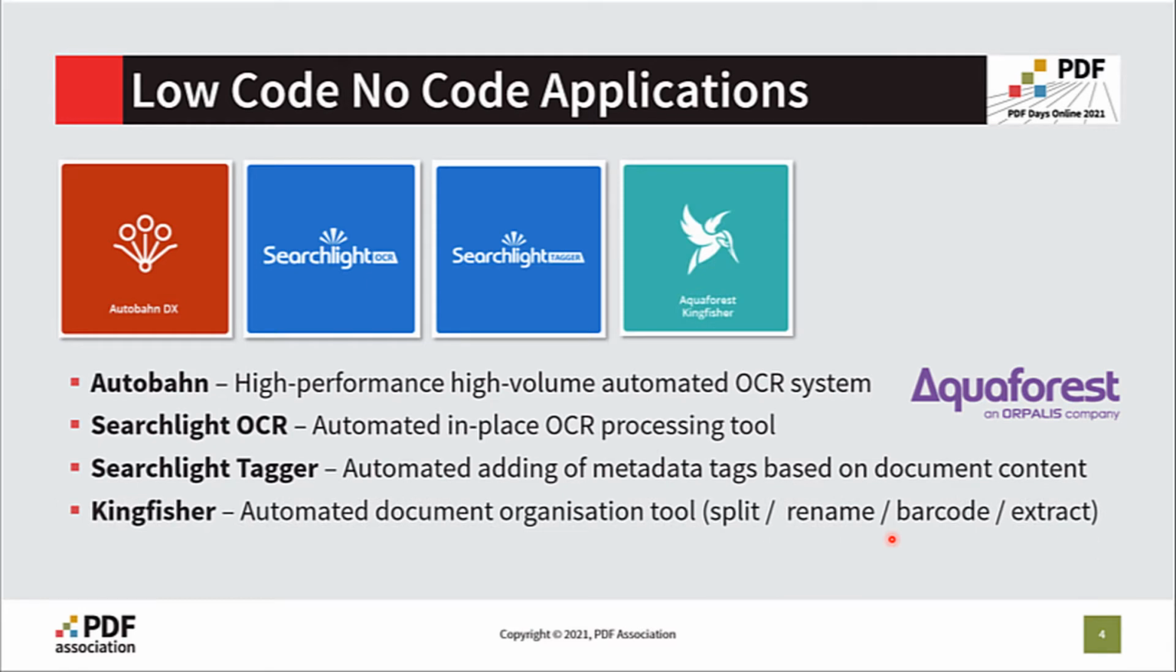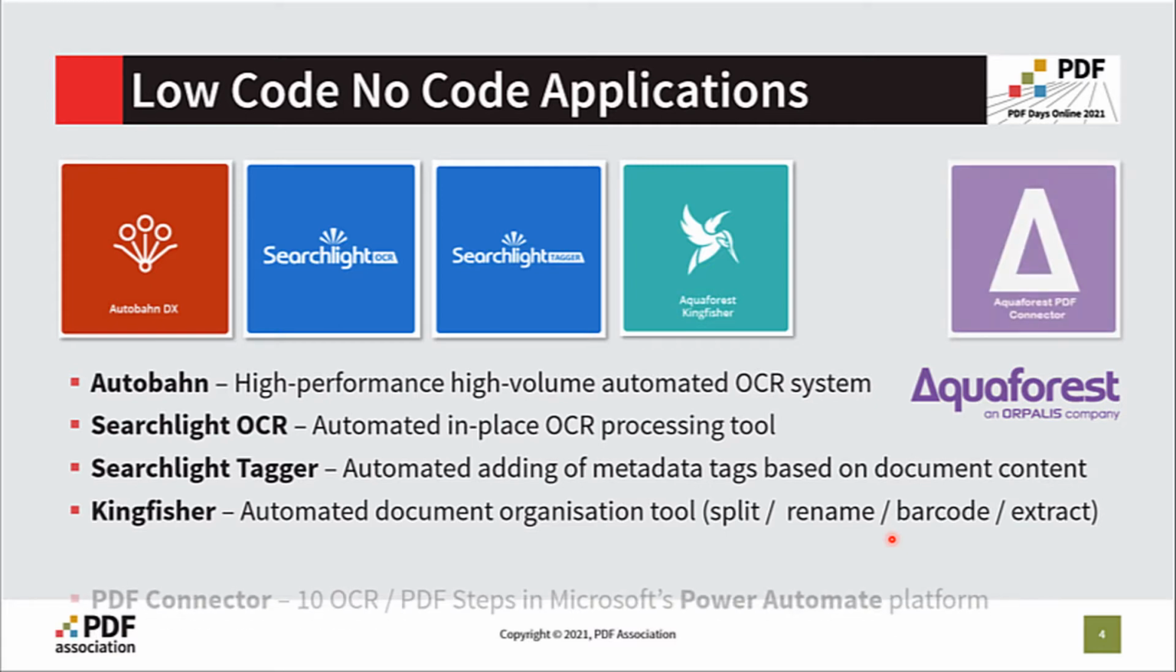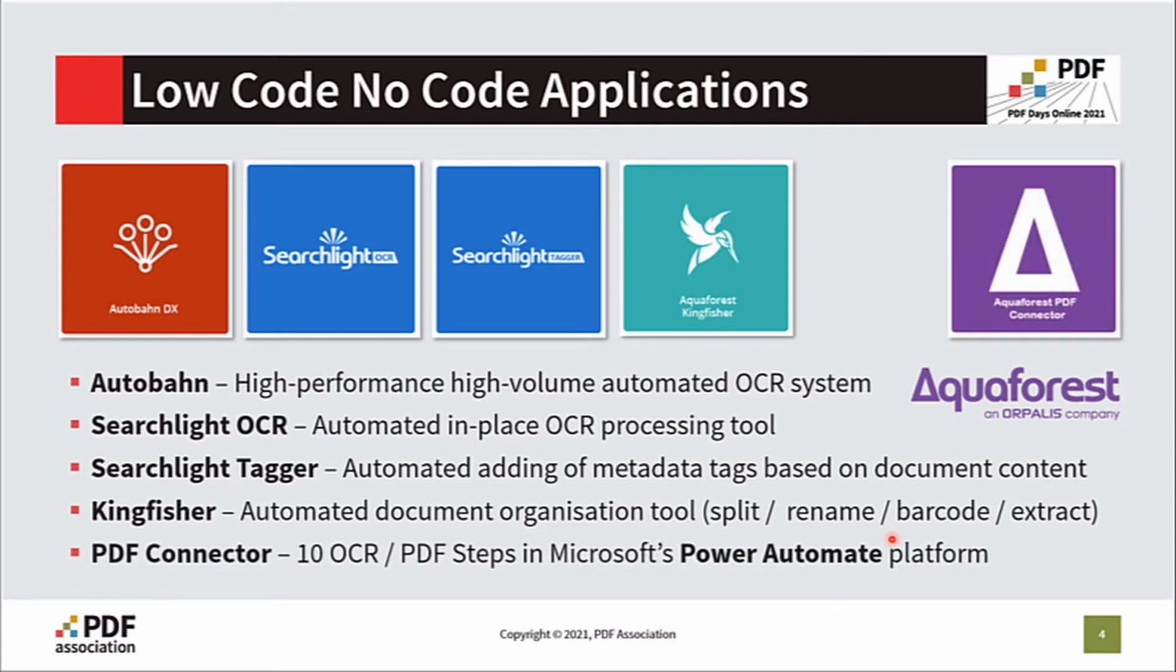Kingfisher is an automated document organization tool which allows to rename and split files by various criteria like text or barcode, and it also allows for text extraction. PDF Connector is our participation in the Power Automate platform, where we provide 10 OCR, PDF and data extraction related steps in Power Automate.